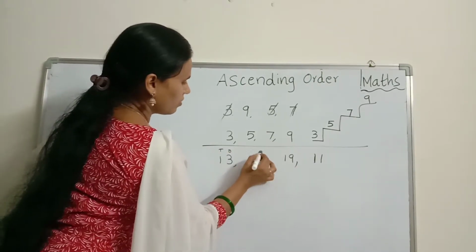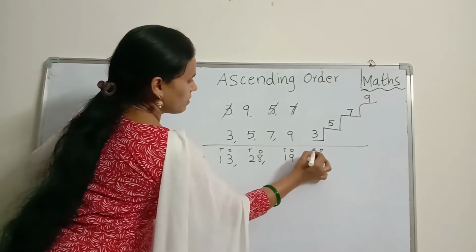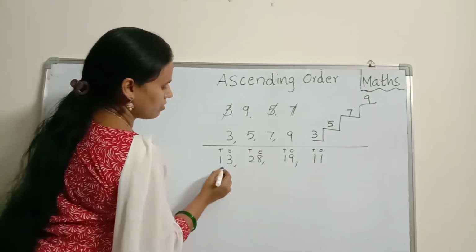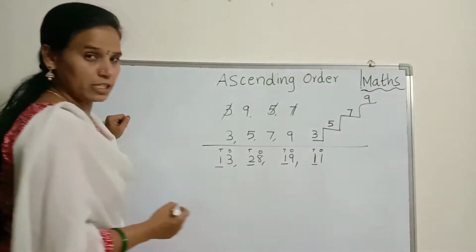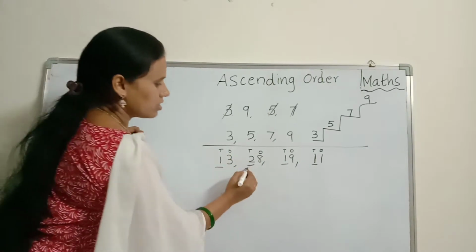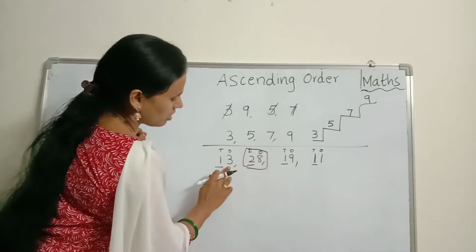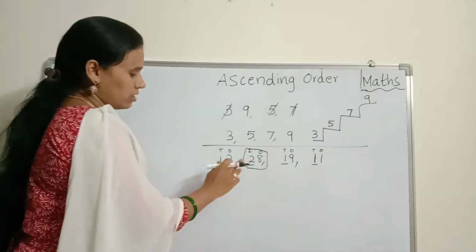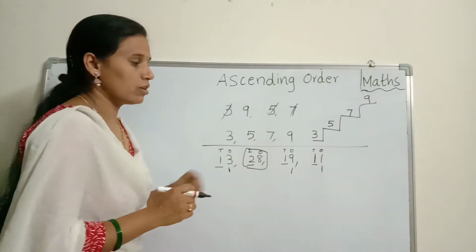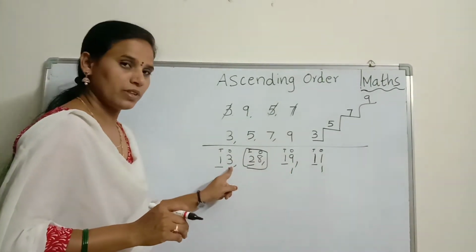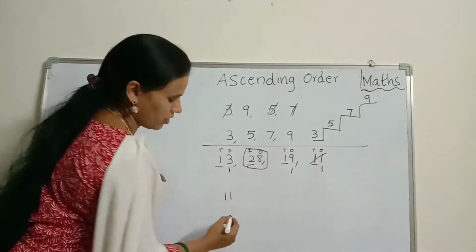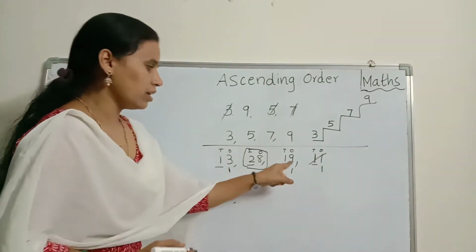First, we compare tens place numbers. See, 1, 1, 1, 2, 1, 1. In tens place numbers, we compare. Here 2 only is there, remaining all are 1, 1. Okay. This is the limit. After that, here 3, we go to ones place numbers for comparison. 3, 9, 1. Which is the smallest number? 1, 9, 3. 1. So 11 is the smallest number. So this is over.